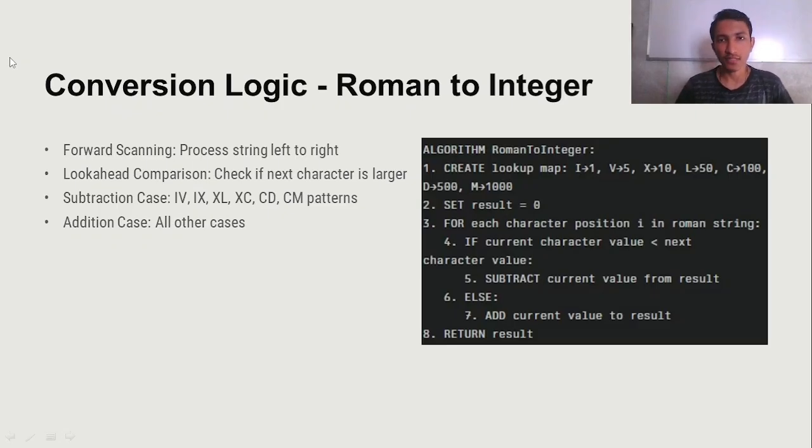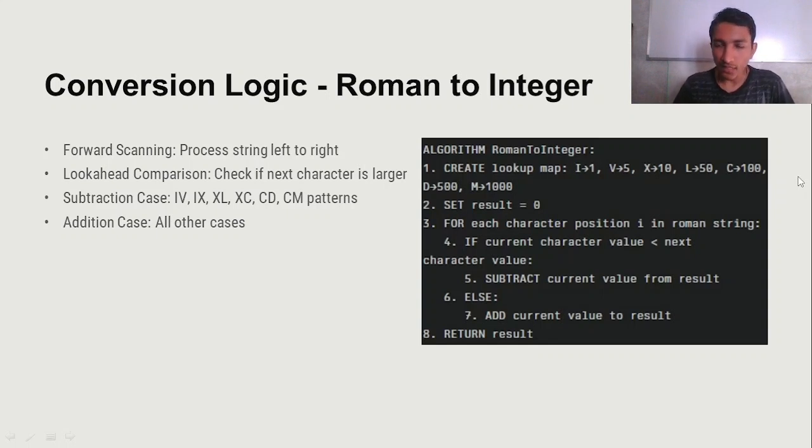Now we will see our conversion logic. What will be our algorithm to convert a Roman number to an integer? For writing our code, we require an algorithm, what we think in our mind. So this is our algorithm. What would be our first step? Our first step is to create a lookup map, similar to a dictionary, meaning we are assigning Roman numerals their integer values. I is assigned 1, V is assigned 5, X is assigned 10, L is assigned 50, and so on.